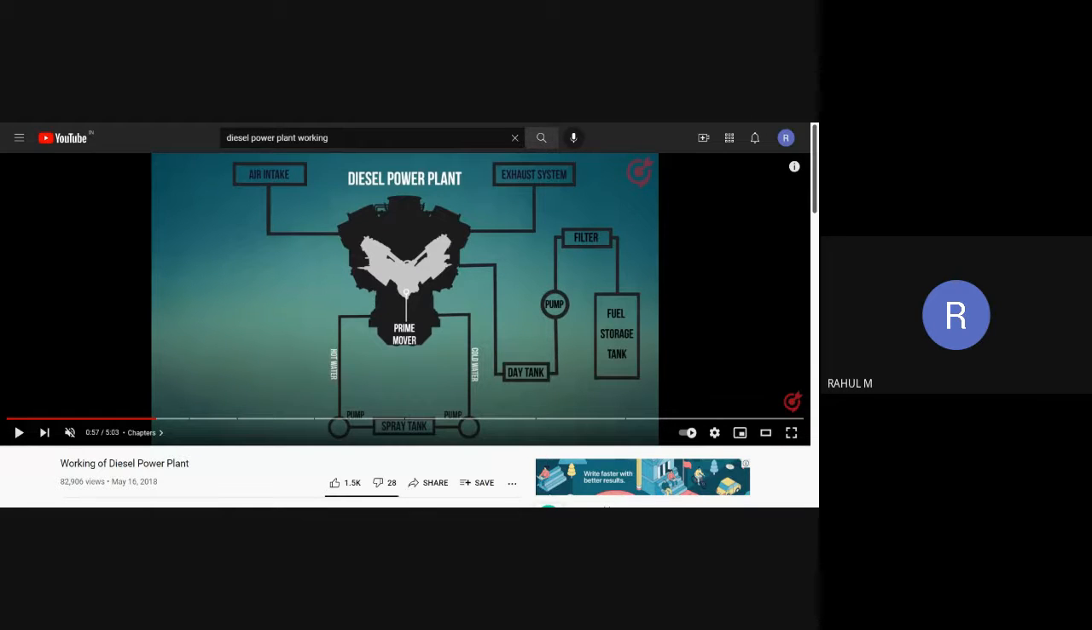The exhaust gas that is coming out has to be properly removed from the system. For that you have an exhaust system as well.